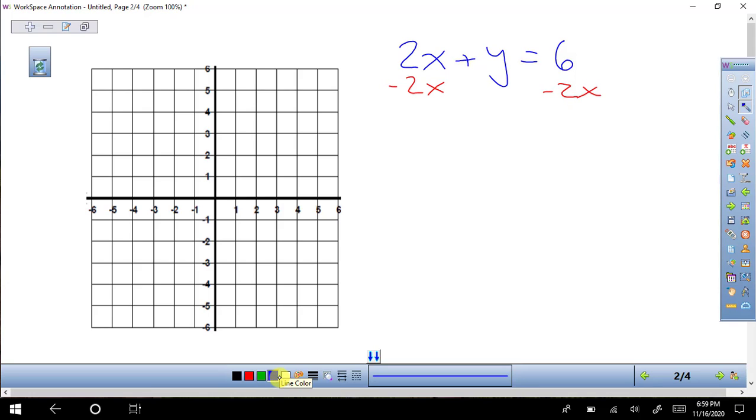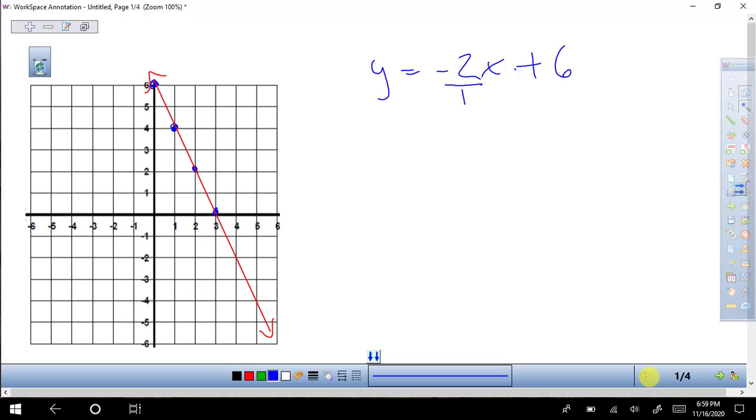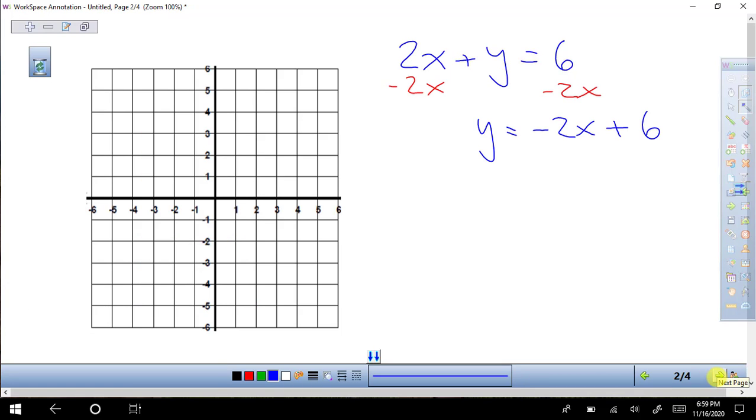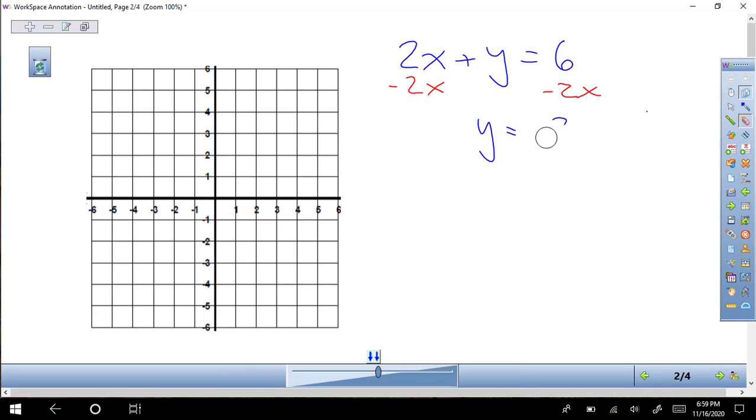And so my new equation, since my 2x's would cancel, would look like this. Y is equal to negative 2x plus 6. I just subtracted 2x from both sides and I rewrote it. And you'll notice that's the equation that we had just graphed. So really, this is the same equation. So that's one option when you're trying to graph something that's not in slope-intercept form, is you can always rewrite it so that it is. But we're going to look at a different method today.